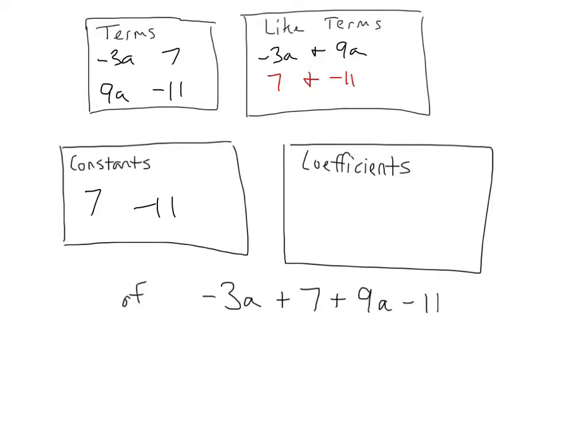And what are my coefficients, the last one? Well, remember coefficients are the numbers that are multiplied by variables. So I have a negative 3, which comes from right there. I also have a 9, which comes from right there. And you're done. Hopefully you did it correctly. If you didn't, that's okay. Just go back, look at what I did, make sure you understand, and then we'll move on.